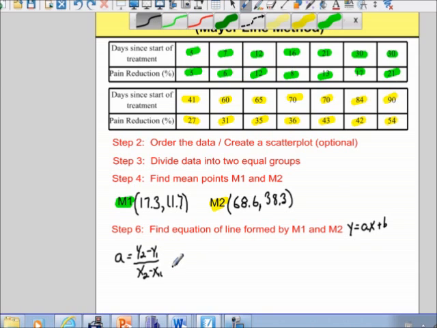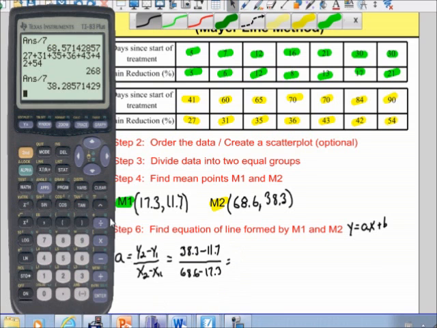And now we can just go put in our values. And well, we don't even really have to worry about 2 and 1. M2 will be our second point, and M1 will be our first point. So we just, again, fill in our values. Y2 is 30, so we have 38.3. It's going to be, maybe this might be a little bit sloppy, I'll try and do the best I can. 38.3 minus 11.7, and we divide that by 68.6 minus 17.3. And again, we'll need our handy dandy calculator again.